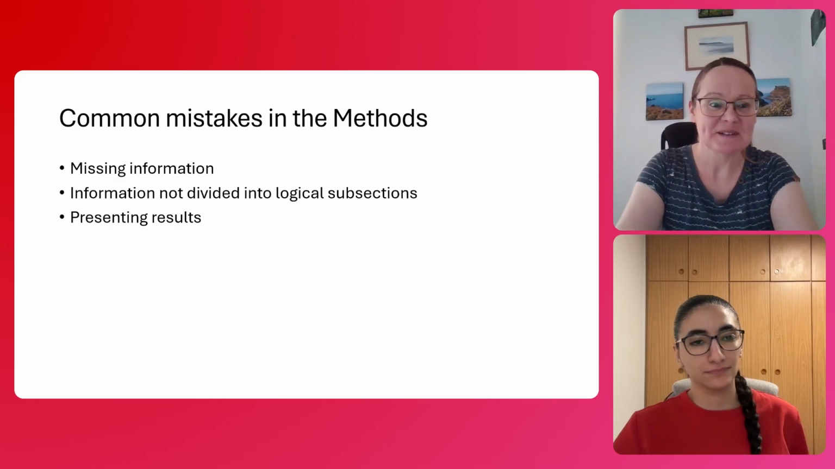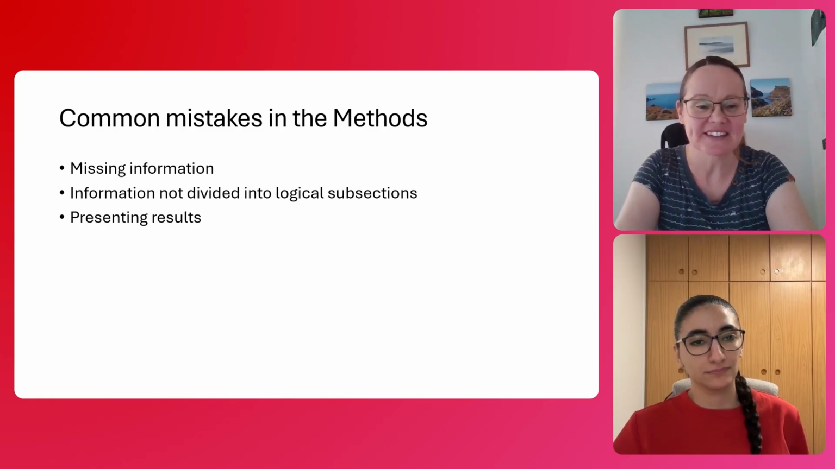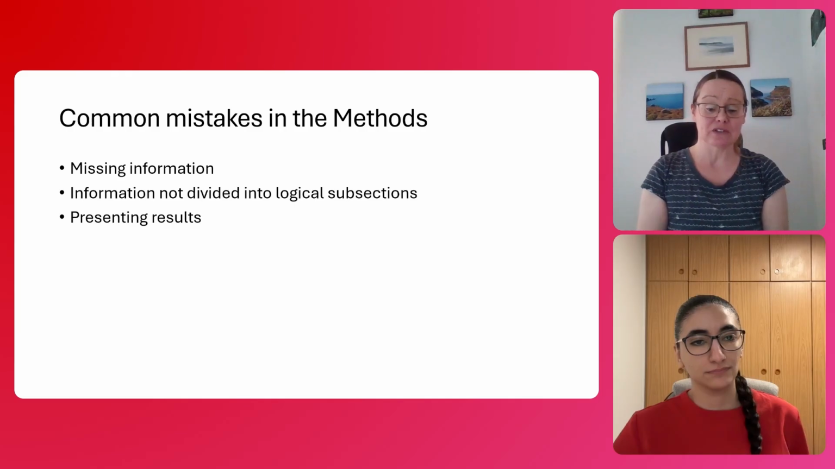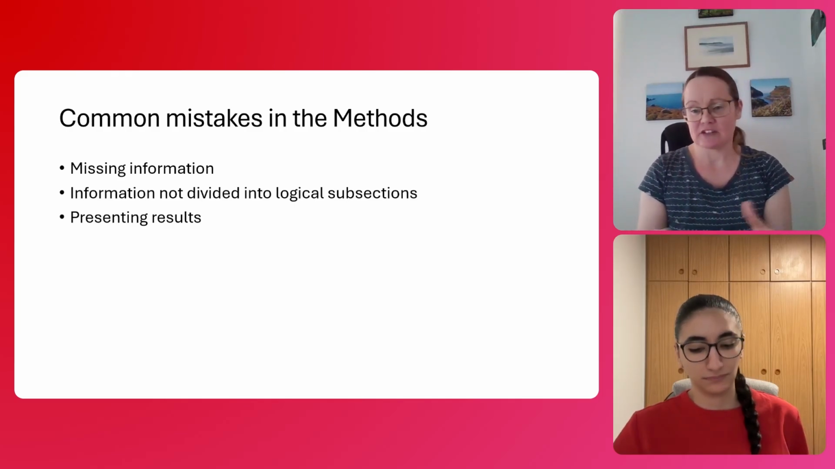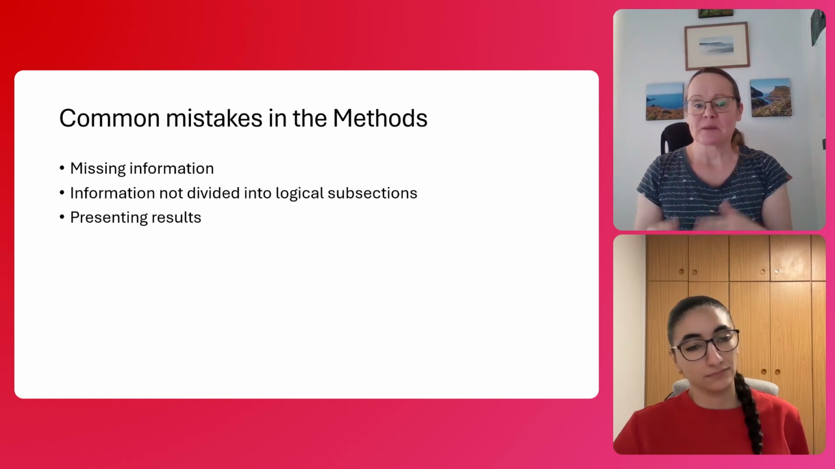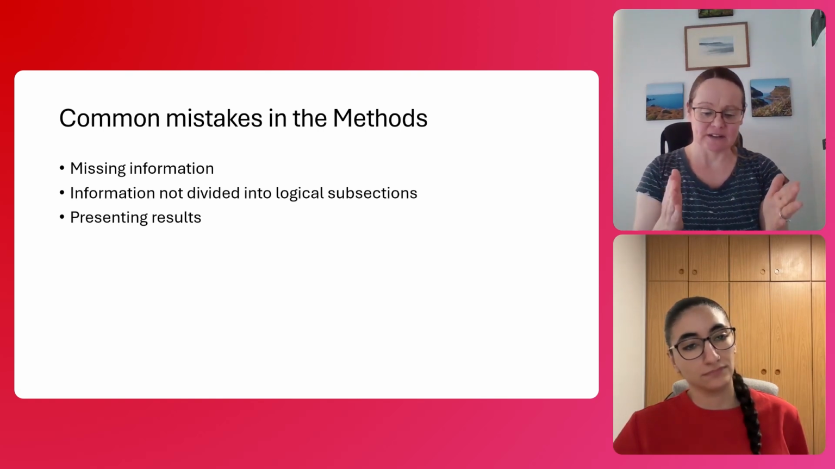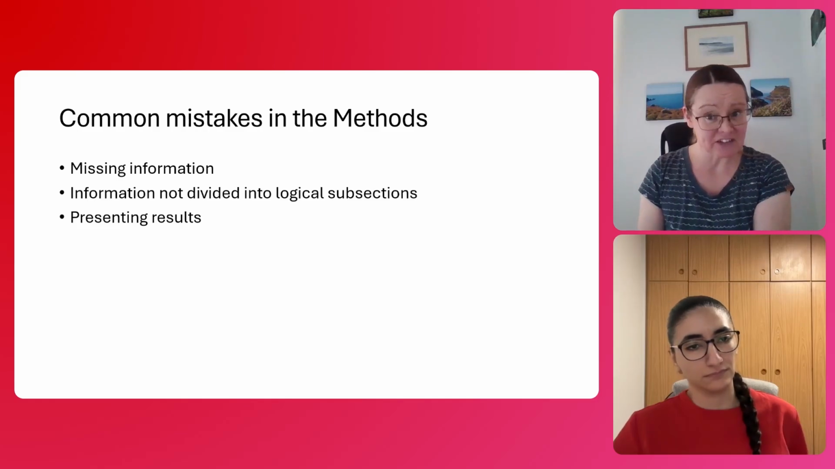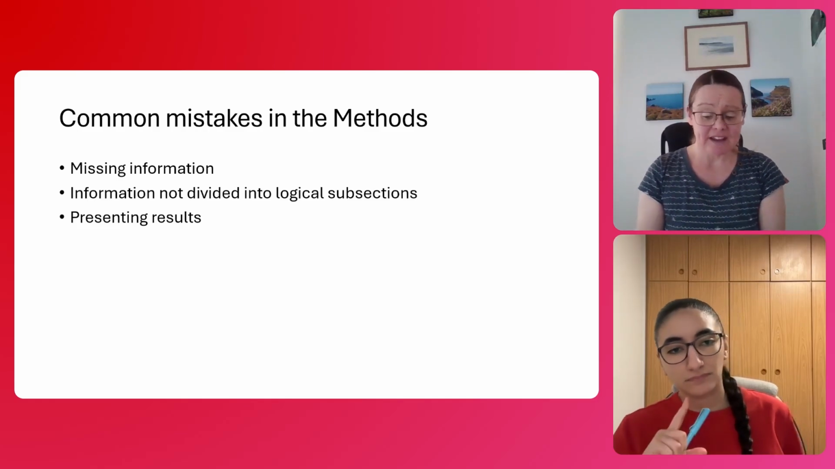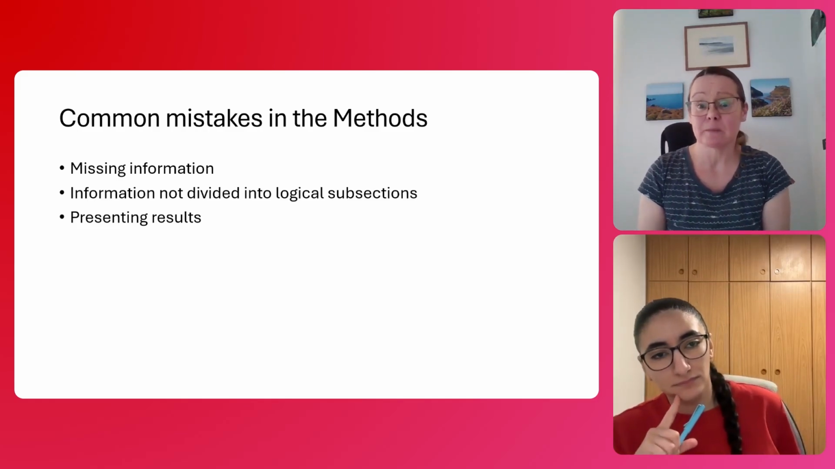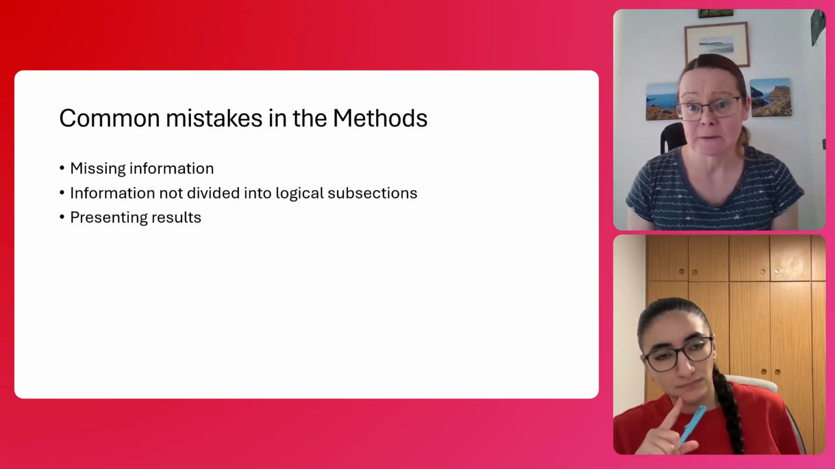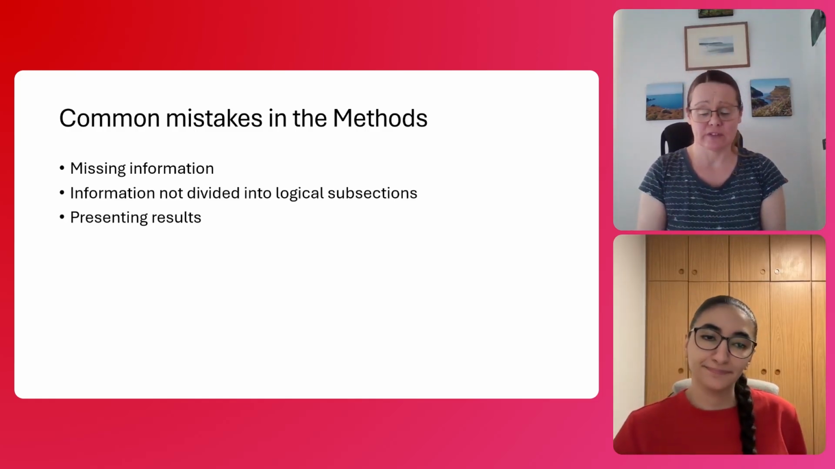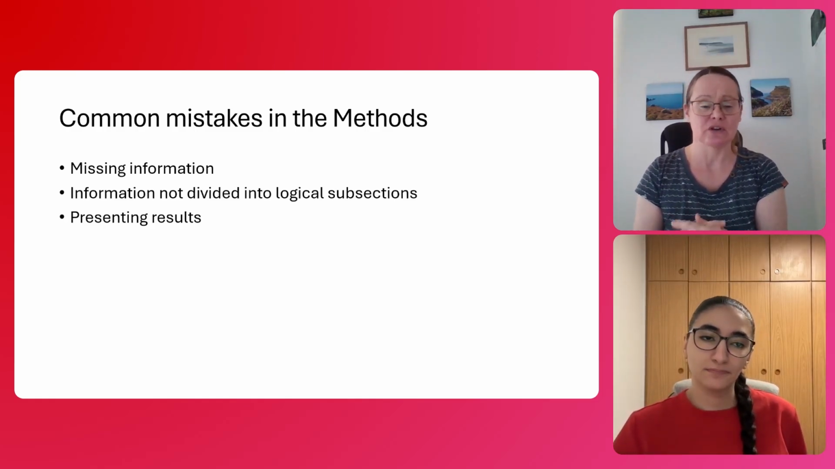Another common mistake is presenting results. An easy trap to fall into because you talk about what you did. It can be very easy to then mention what you found. But remember that you have a specific section for saying what you did. You have another specific section for saying what you found. That is where your reader is going to be expecting to find that information. Okay, so make sure that you put results in the results section and not in your methods.